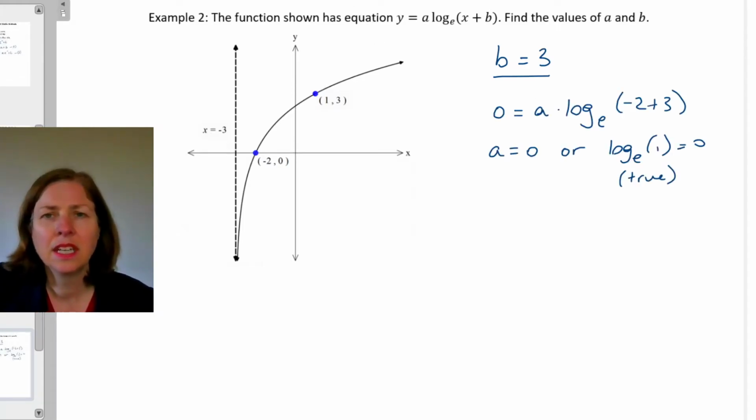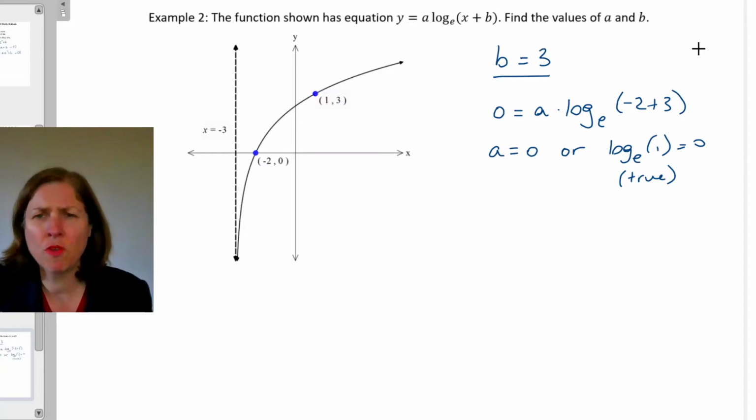Now, if I try substituting in my x-intercept, what I get is y is 0 and x is negative 2. So I end up with this equation 0 equals a times log base e of negative 2 plus 3.